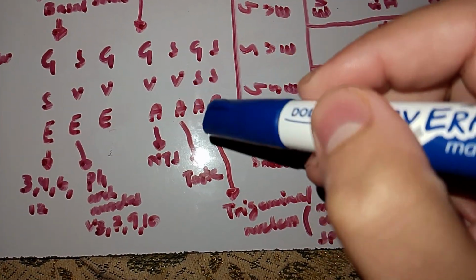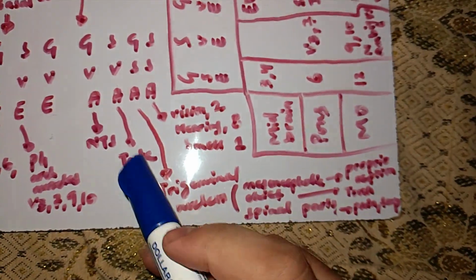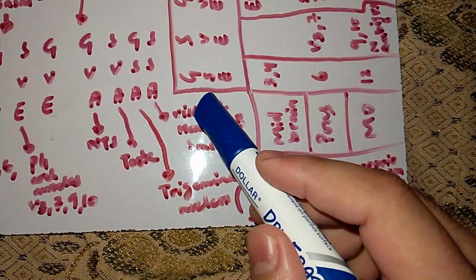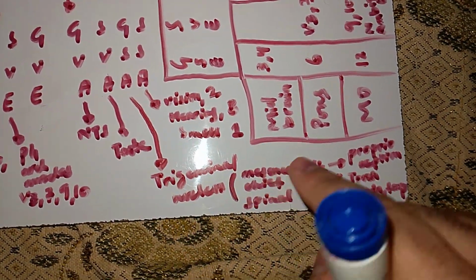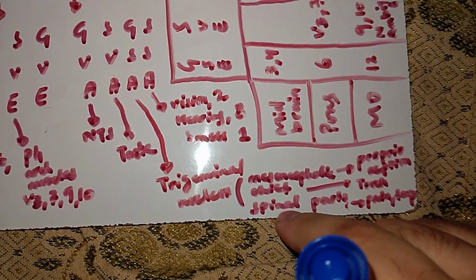General somatic afferent, they will go to the trigeminal nucleus. The trigeminal nucleus runs throughout the midbrain, pons and the medulla. In the midbrain we call it the mesencephalic part, in the pons we call it the chief or the principal part, in the spine we call it the spinal part.